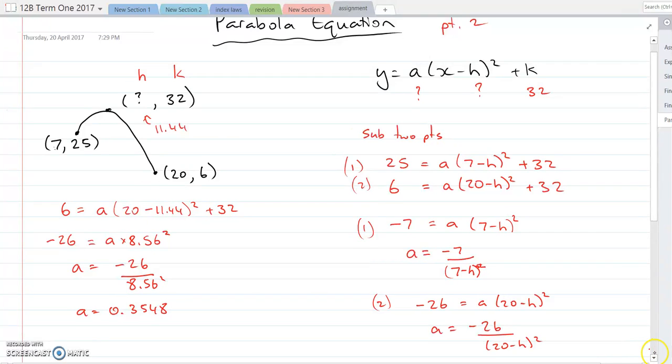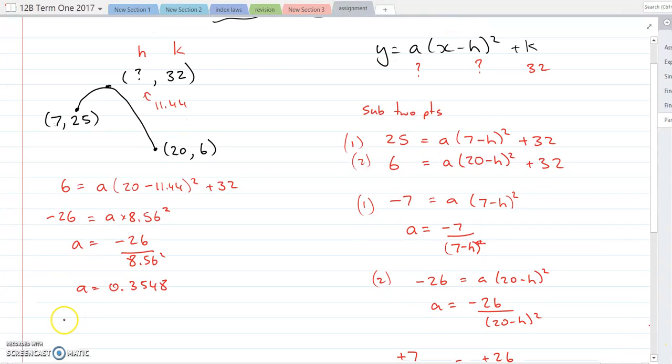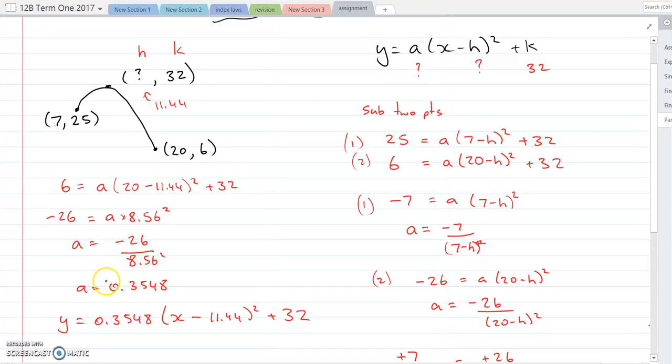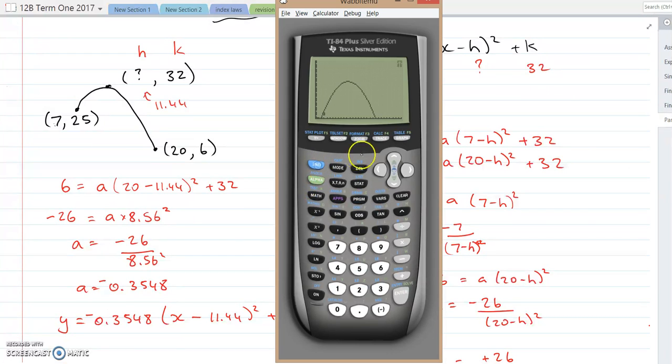Alright, so I have my equation now. Y equals 0.3548 times x minus 11.44 squared plus 32. And of course, that should have been a minus 0.3548. I've just checked it on the calculator, put my equation in, subbed in my value, the 7, and it gave me pretty close to 25. Okay, that's it. Done.